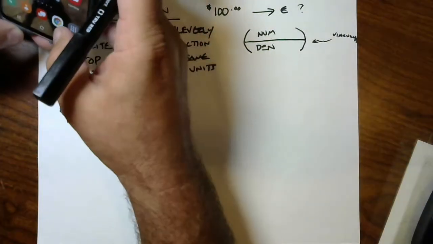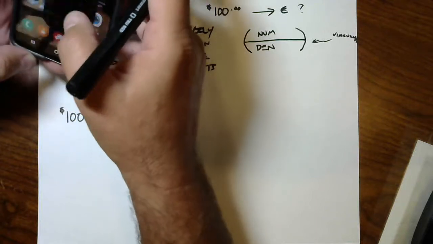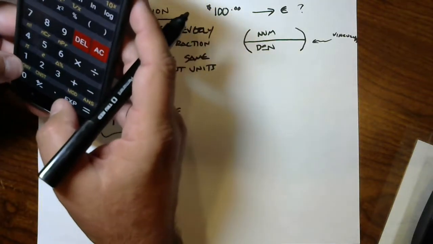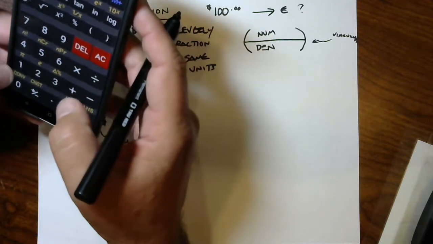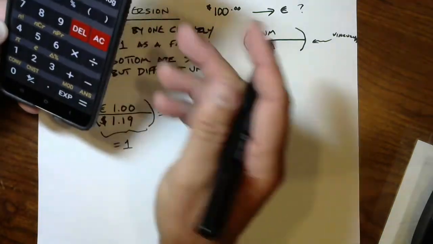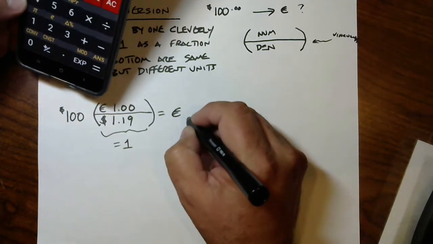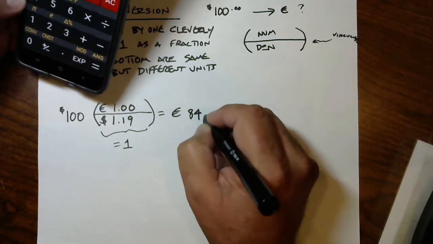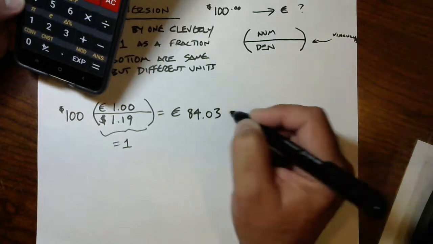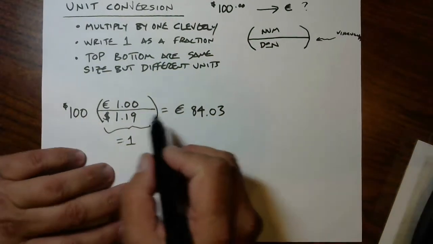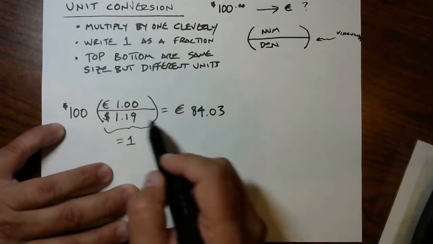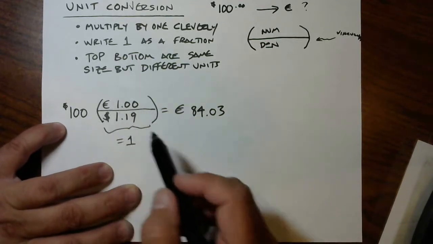Well, there you go, folks. Let's switch over to my cell phone calculator and let's take 100 and we're going to multiply the top, which is 1, and we're going to divide by the bottom, which is 1.19, and we're going to get 84 euro and 3 cents. I think they call the fractions of a euro cents. So these are equivalent. That I've now converted from dollars to euros by multiplying by 1.